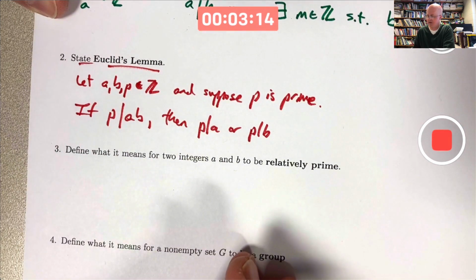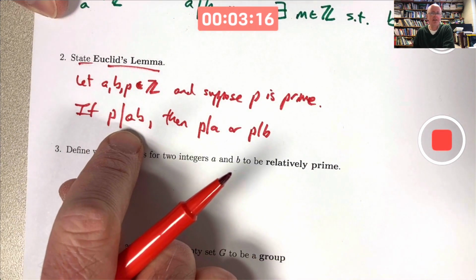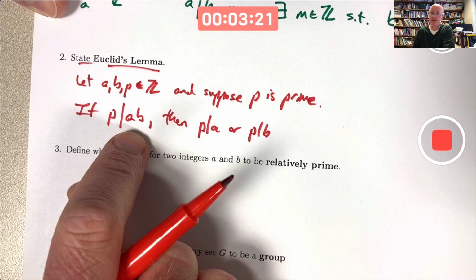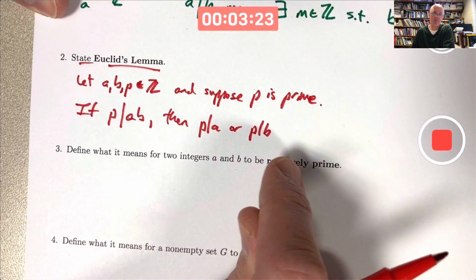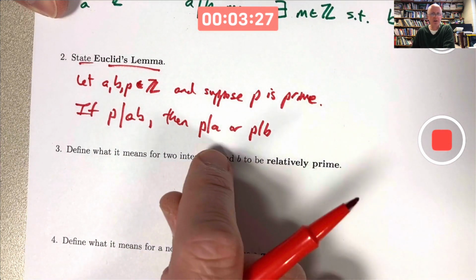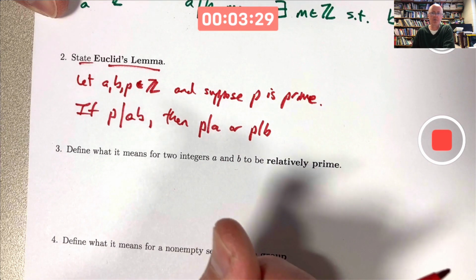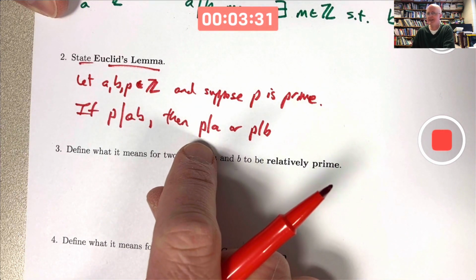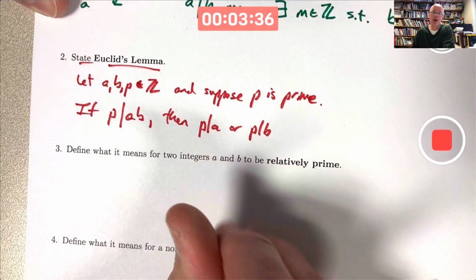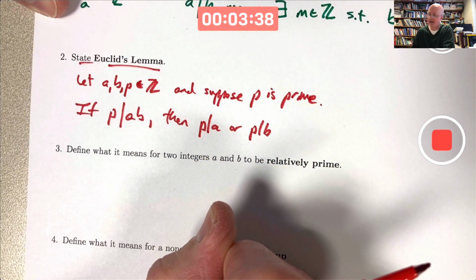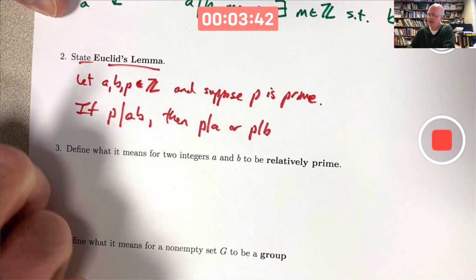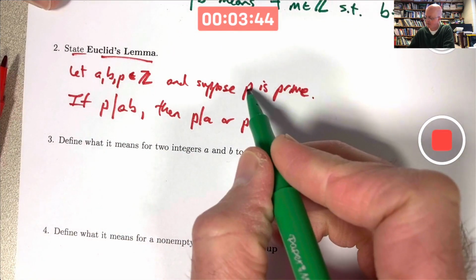This should make some intuitive sense. If P divides the product of two integers, that means it's a prime factor of that product. You know A and B have prime factorizations by the fundamental theorem of arithmetic. P has got to be one of the factors either of A or B or both. Thought of another way, if P does not divide A and does not divide B, in other words, P is not in the prime factorizations of either A or B, it can't possibly be in the prime factorization of A times B. It is important that P is prime here.